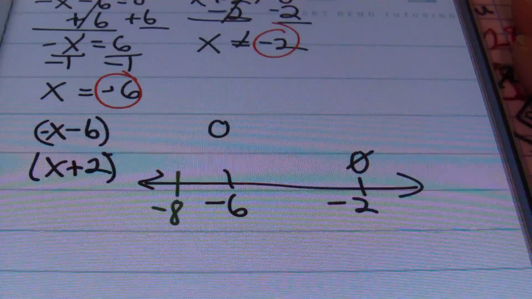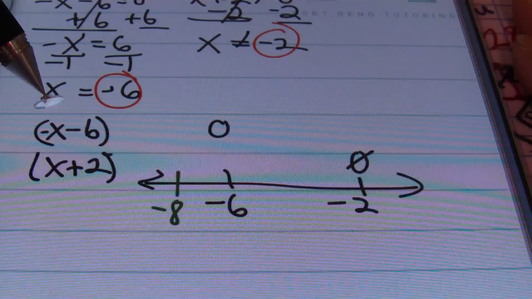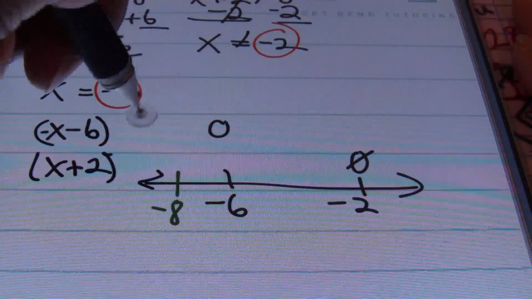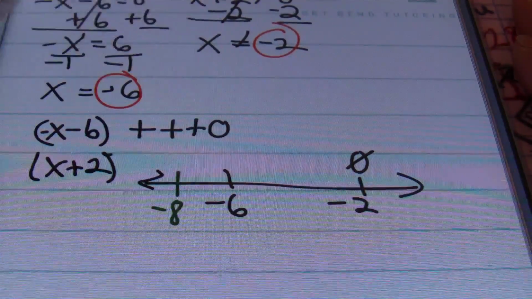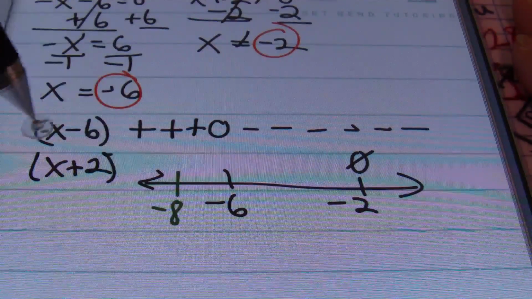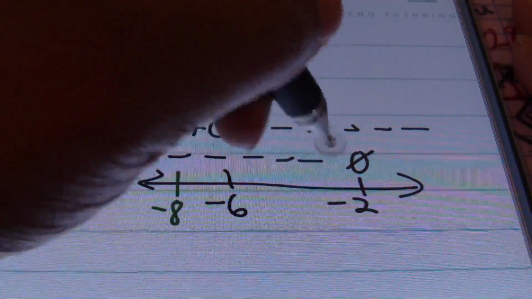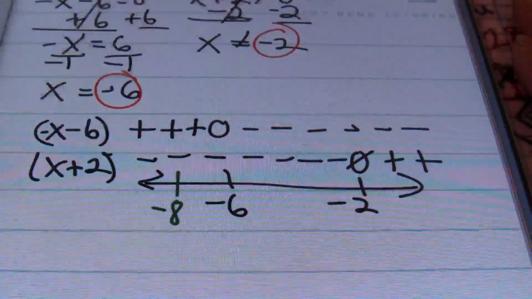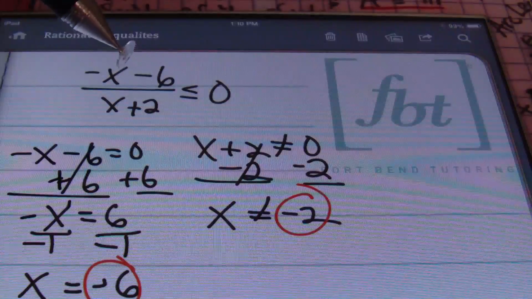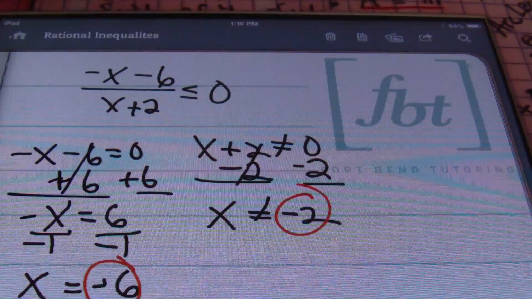So let's plug that into the first factor. Negative 8 plugged into this first factor here makes it a positive 8. A positive 8 minus 6 gives me a positive 2. I'll end up with positive results until I hit 0. And then after that, those values will be negative. Then, plugging negative 8 into the second factor, I'll have negative results until I hit this undefined mark, and then the results will be positive. Looking back at my inequality, my solutions must be less than 0 or equal to 0. So I'm looking for negative results or 0.